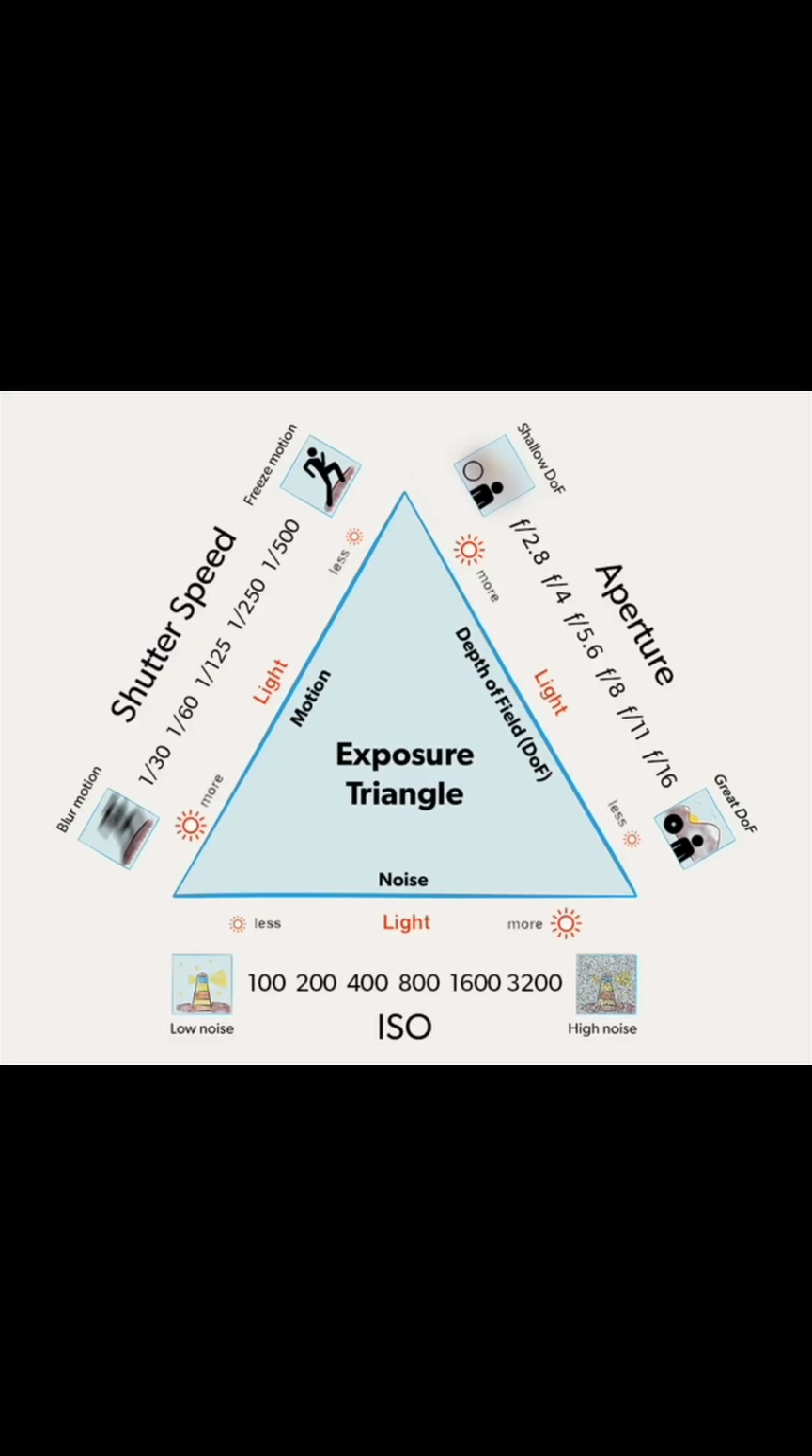The exposure triangle is composed of three settings that we can change on our camera that will impact our exposure, making it lighter, darker, or just right. The three controls we have are the shutter speed, the aperture, and the ISO.